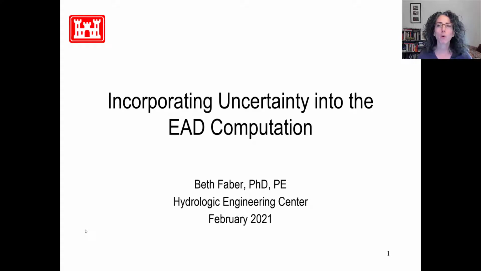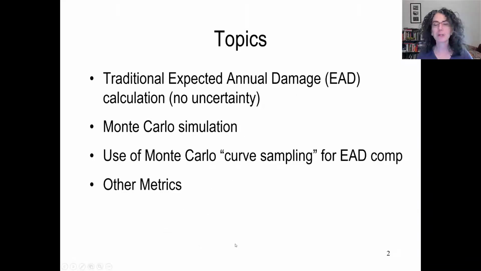This lecture will talk about incorporating uncertainty into the computation of expected annual damage. The topics we'll discuss are first, the traditional computation of expected annual damage without uncertainty. This is the computation we'll build on when we do incorporate the uncertainty. Then we'll talk about Monte Carlo simulation because that's the method that we'll use to incorporate uncertainty. Next, we'll talk specifically about the way the FDA software uses Monte Carlo simulation with a method called curve sampling. And finally, we'll talk about metrics other than EAD that these computations are going to allow us to consider.